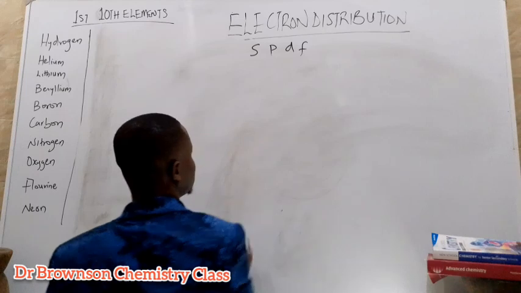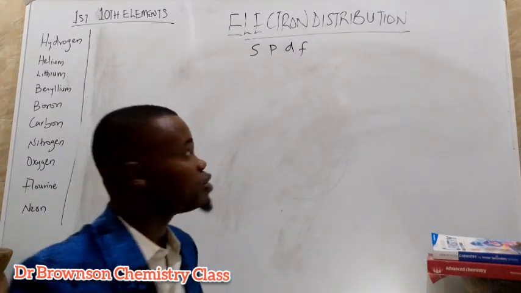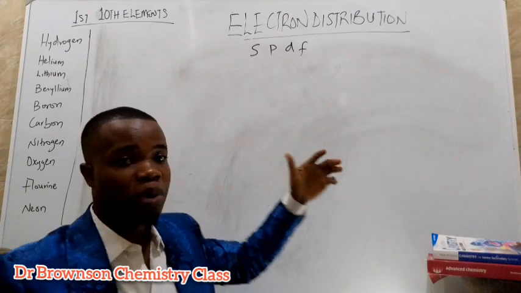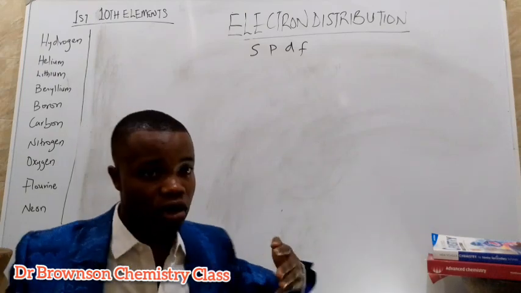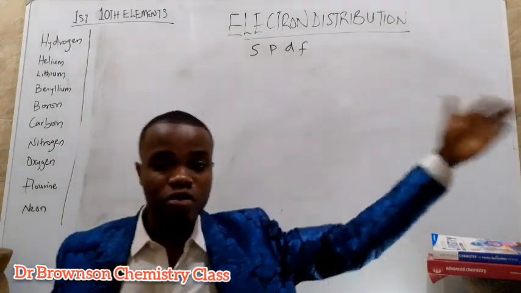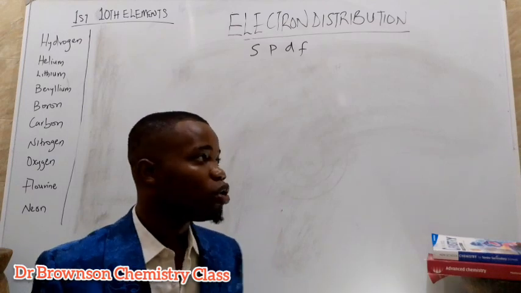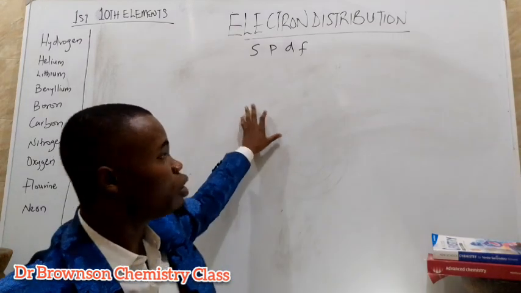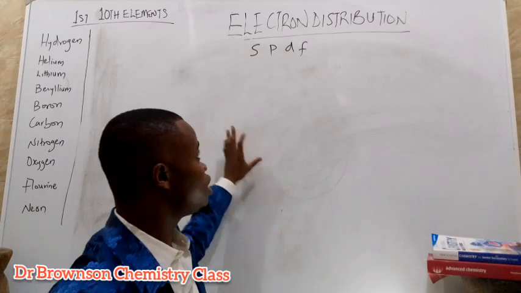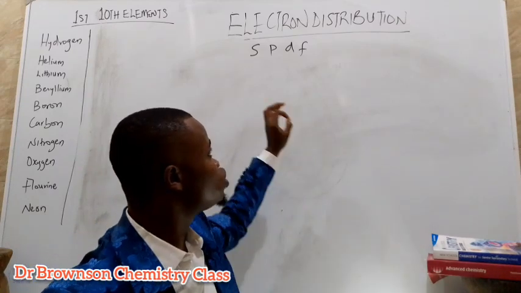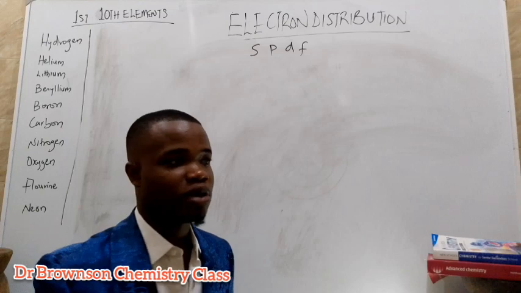On the periodic table, the periodic table is being divided into 4 parts. We have the S block, the P block, the D block, and the F block. But right now we are not talking about the periodic table, we are talking about electron distribution or configuration. So now I want to teach you the easiest step.